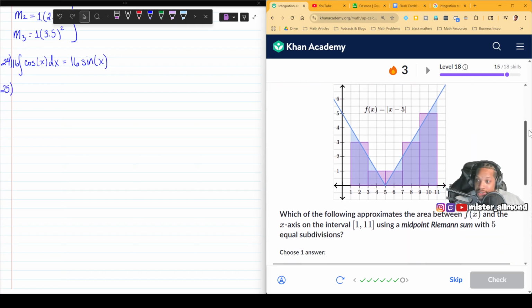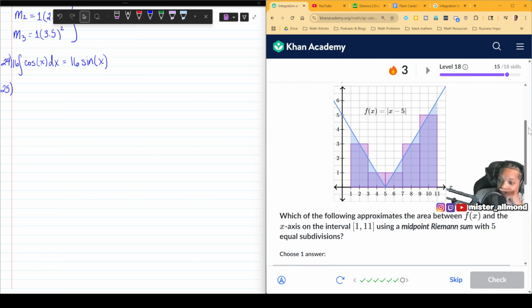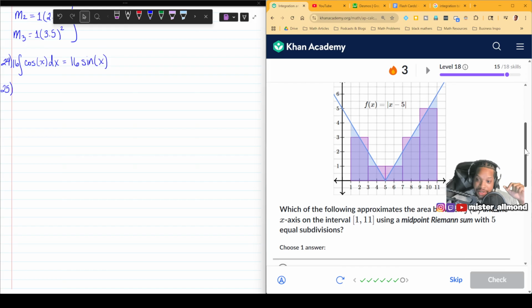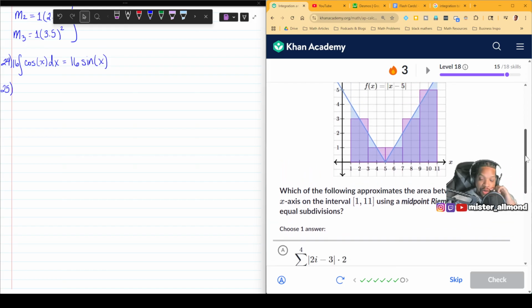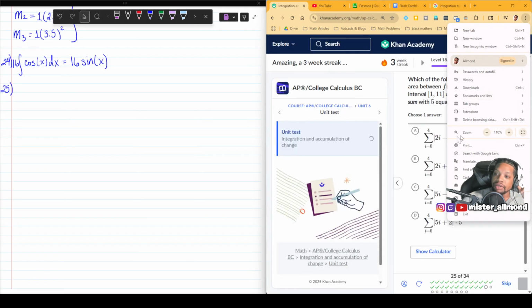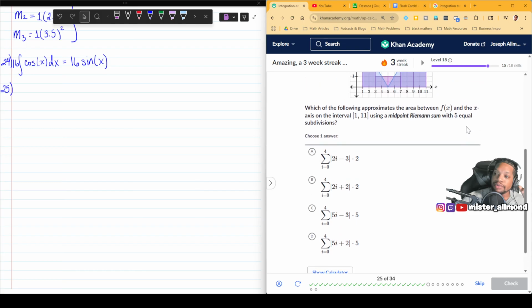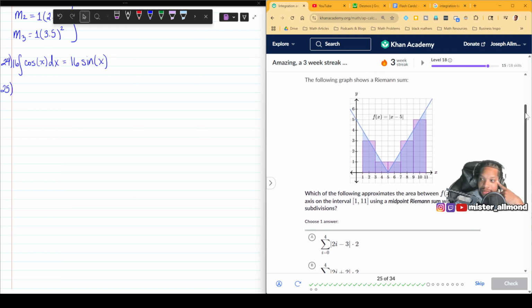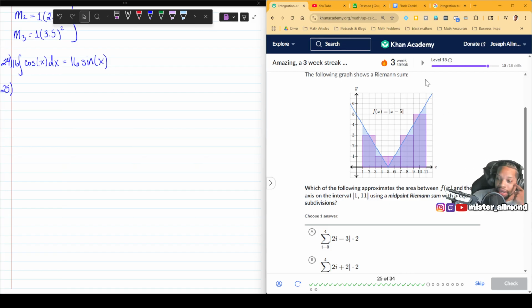Okay, so Riemann sum. Let's just see what it says. Which of the following approximates the area between the graph and the x-axis from 1 to 11 using a midpoint Riemann sum with 5 equal subdivisions? Ooh, okay. So let me zoom out real quick so we can see everything at the same time. If the font is too tiny, y'all might need to go full screen and like rotate your phone. But yeah, self-studying is fun because you can just move at your own pace. You can pretty much figure out anything you need to with like AI.